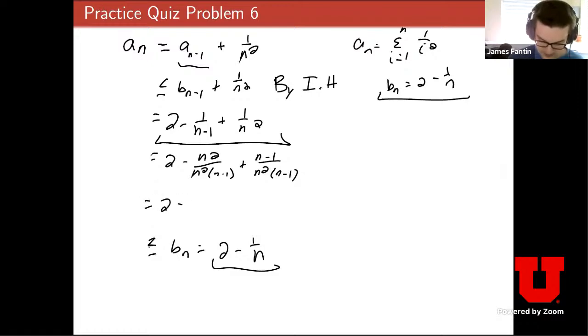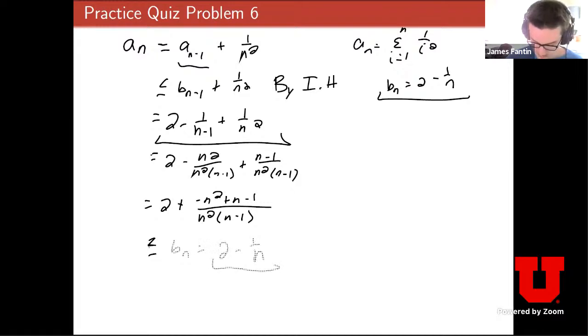So we've got 2 minus... I'll just do plus negative n squared plus n minus 1, all over n squared times n minus 1. And then any ideas from anyone else? How could we simplify this statement?